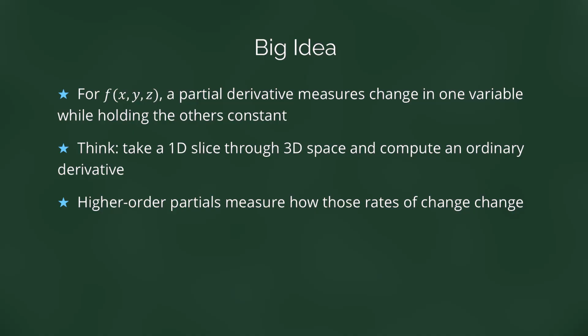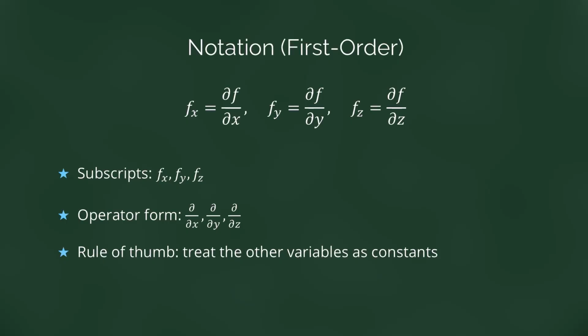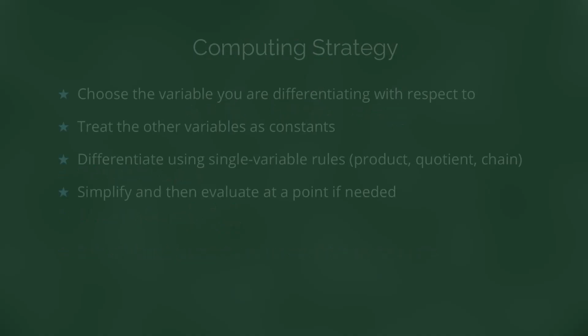We can also take higher order partial derivatives, which are going to measure the rate at which our rates of change are changing. We'll still use similar notation. We have both subscript notation and operator form, where in the operator form and in the subscript notation, the letter down towards the bottom indicates the variable that we're differentiating with respect to, and our rule of thumb is that we're going to treat every other variable as a constant.